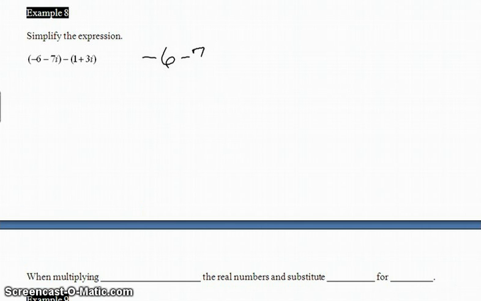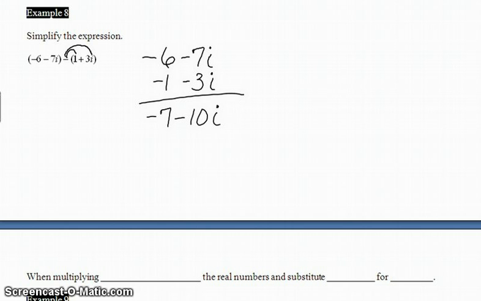So I have negative 6 minus 7i, and then I'm going to take the negative here and distribute it all the way across that next complex number. So it becomes negative 1 minus 3i. Then we combine our like terms, we just add them up. Negative 6 minus 1 is negative 7. Negative 7i minus 3i is negative 10i.